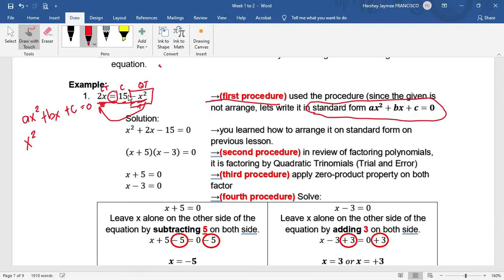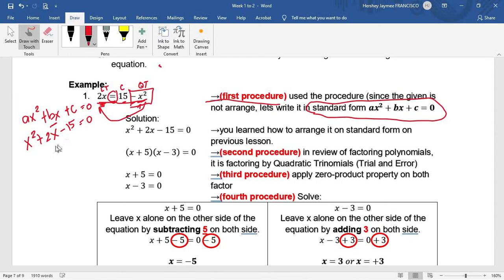Nilipat mo, hindi mo tinanggal yung sign, iniba mo yung sign kasi nag-jump siya sa equal sign, lumipat siya ng posisyon. So, you have your linear term, 2x, mananatili lang siya, just copy, plus 2x. And then, yung constant mo, ililipat mo rin ng position, itatranspose mo siya sa kaliwa. So, you're going to change the sign, negative 15. Okay? Is equal to 0.